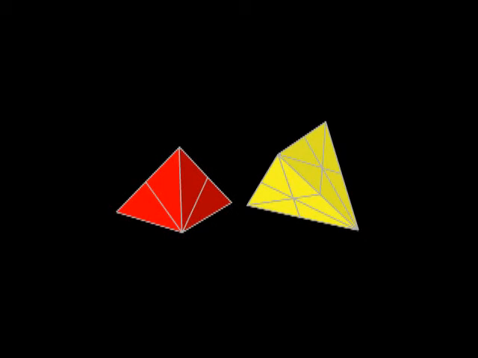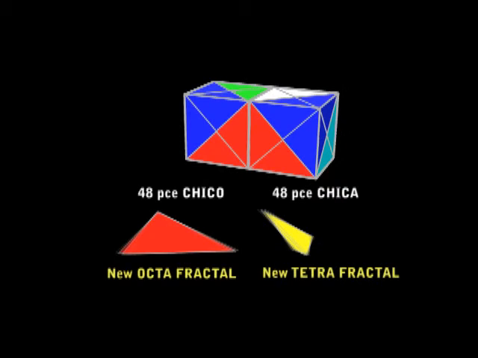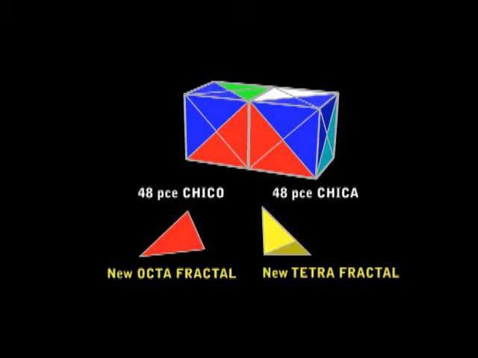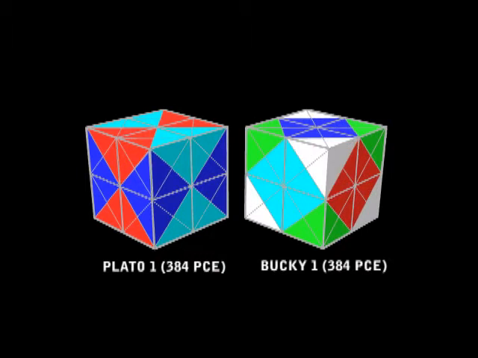So now we'll do the same to all the pieces of the Chico and Chica cube. So we have 4 octapieces in each cube. That gives us 24 new octafractals. And we have 1 tetrapiece in the cube. That gives us 24 new tetrafractals. So we have 24 and 24 in each cube. So we have a 384 piece Plato and the same for the Bucky. Wow. Let's check the slicing.